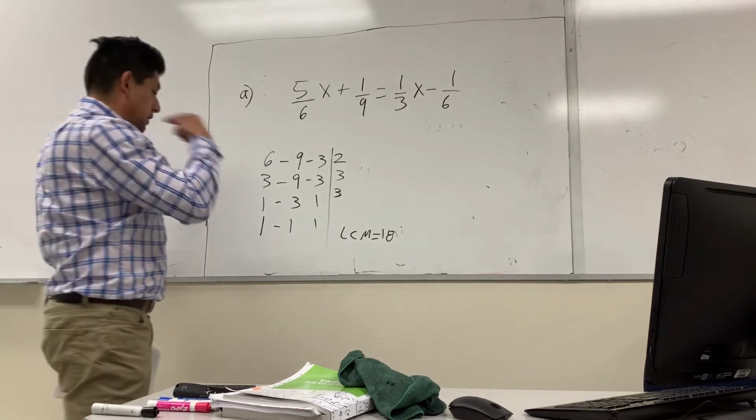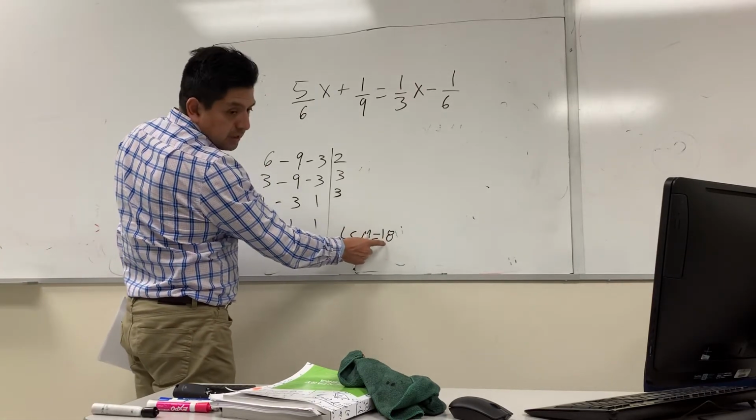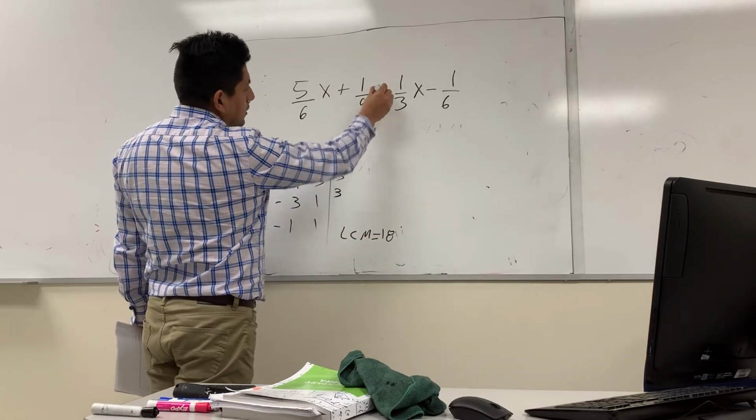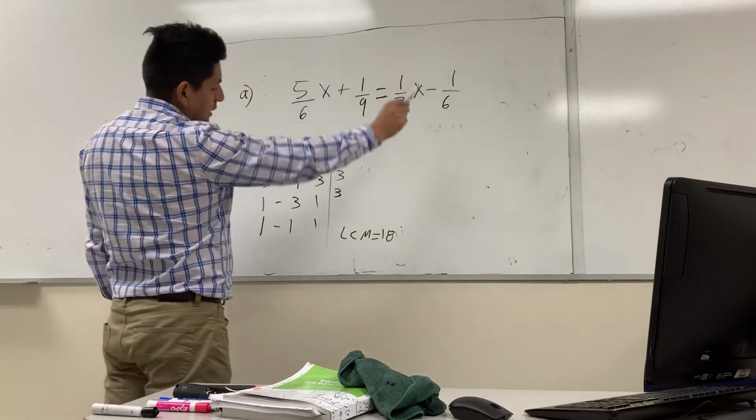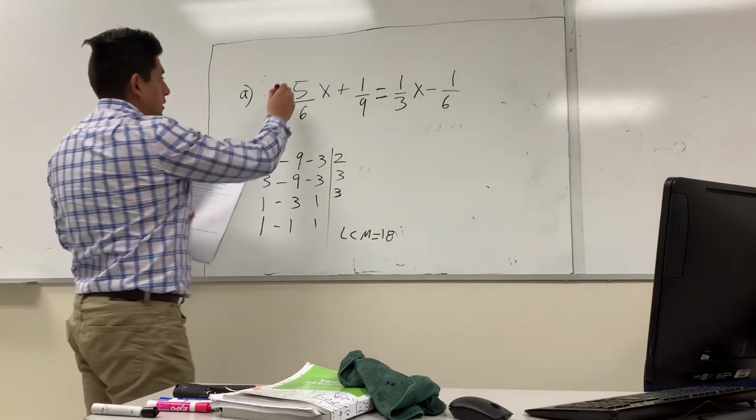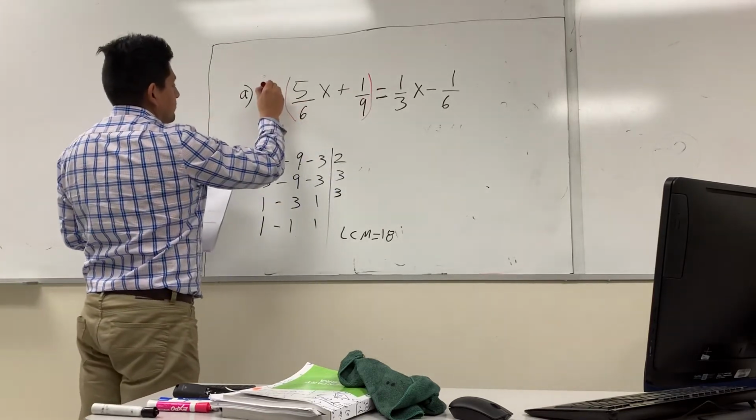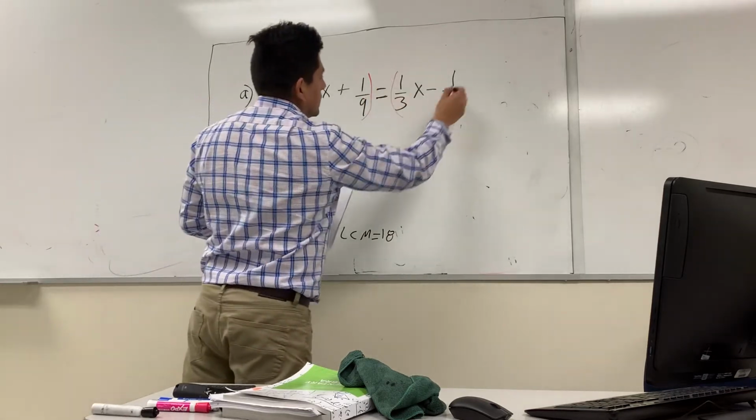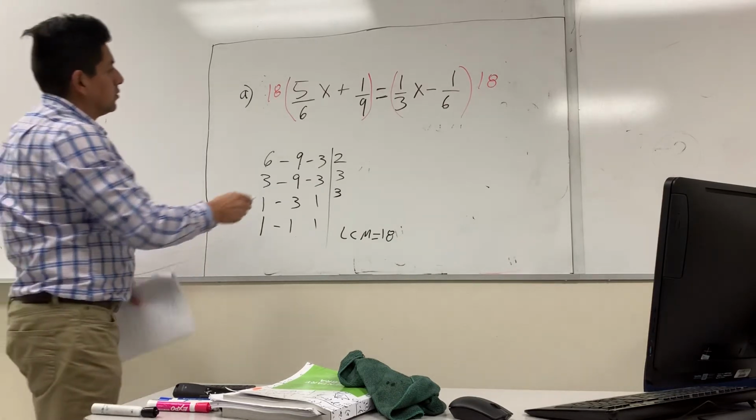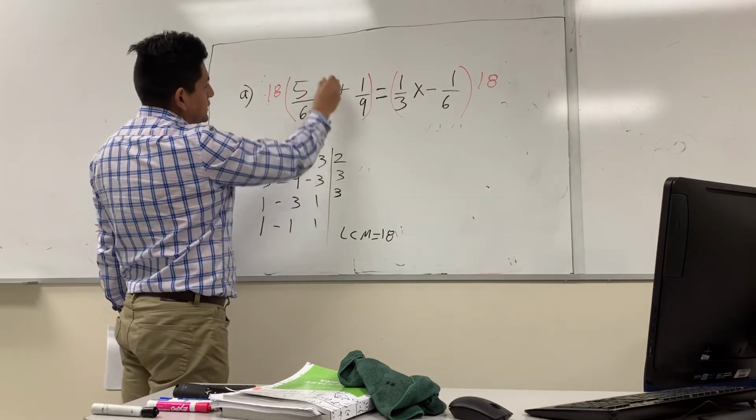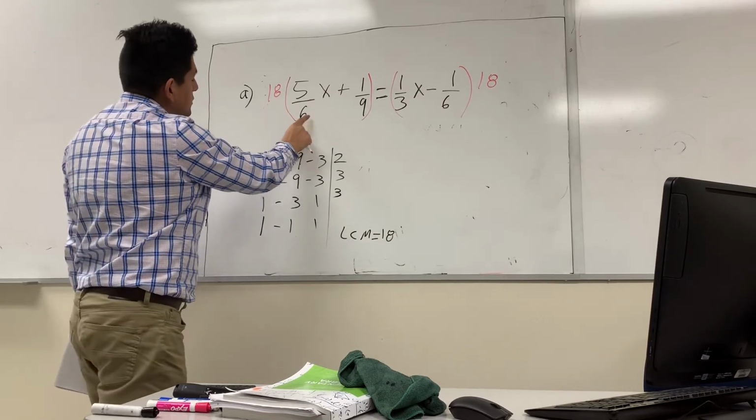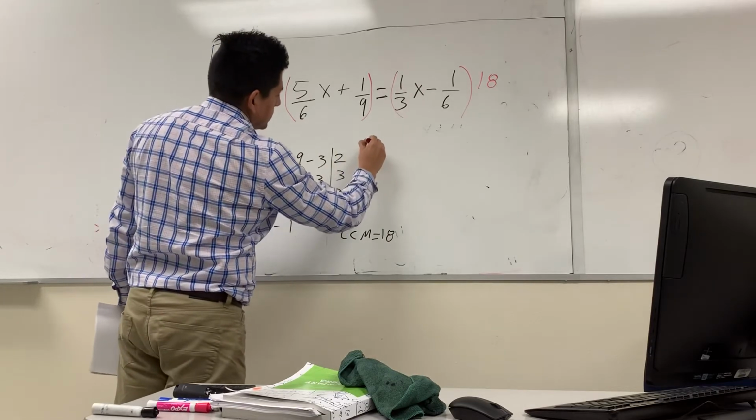So I can multiply everything times 18, or I can make all the denominators 18. But since I have an equality, it's beneficial to me to multiply everything times 18 so I can get rid of all the denominators. So I'm gonna do that. Times 18 and times 18. So I go 18 times the first term. Well, 18 divided by 6 is 3. So 3 times 5 is 15.